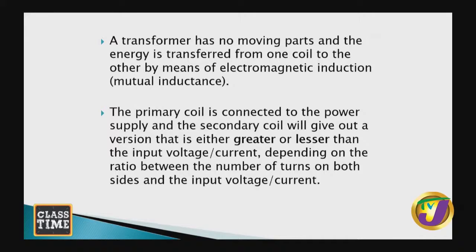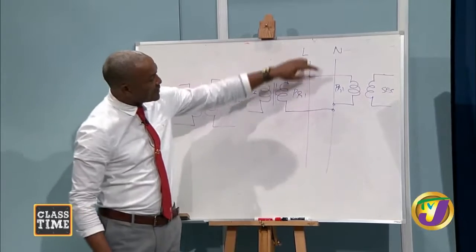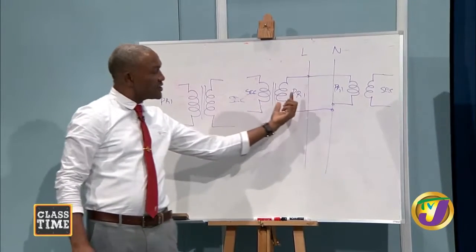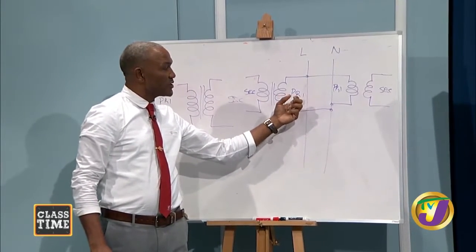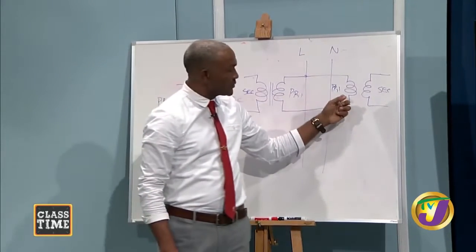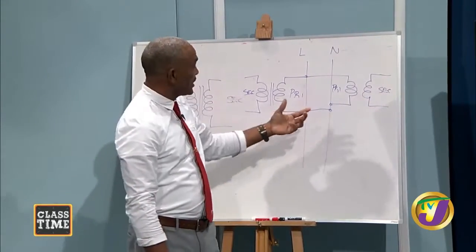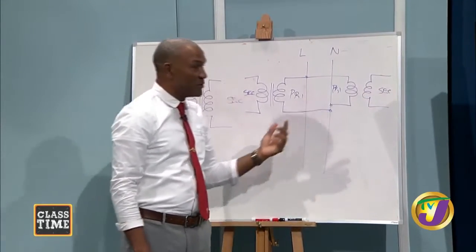The primary coil, as I said before, is connected to the power supply. So let's go back here. This is my power supply, live, neutral. Let us just use live and neutral for now. The primary coil is connected to my power supply. So this transformer has its primary on its right and the secondary on its left. This transformer has its primary on its left, this one on its right. This is for the purpose of a diagram where the transformer is in operation.